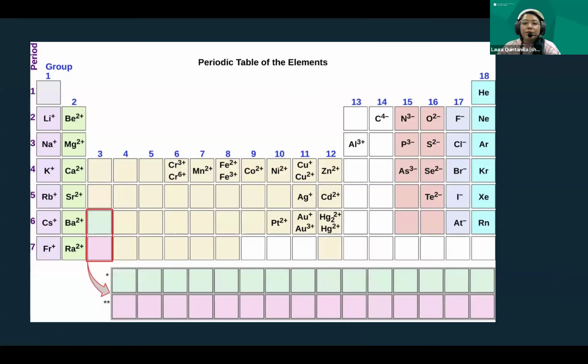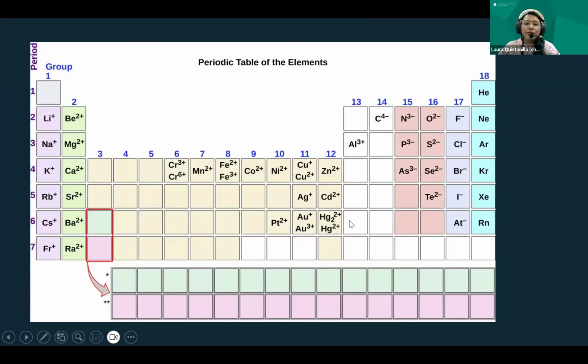So here's a little review of the charges again. Like we had said earlier, this first column, group 1, is all +1 charge. The second one is all +2. This one is +3, and then it flips. So we get -1, -2, -3.